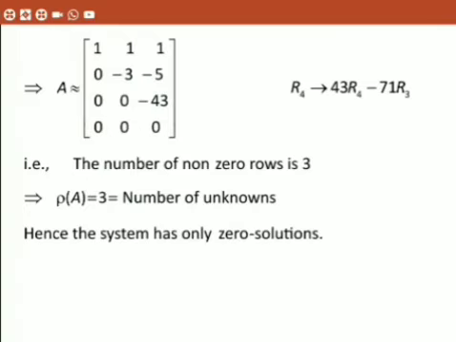That is the number of unknowns. Since the system has only 0 solution. This we have studied here. If the rank of the matrix is equals to number of unknowns, then the system has only 0 solution. Means here the value of x is 0, y is 0 and z is also equals to 0. So this is the solution of this problem.